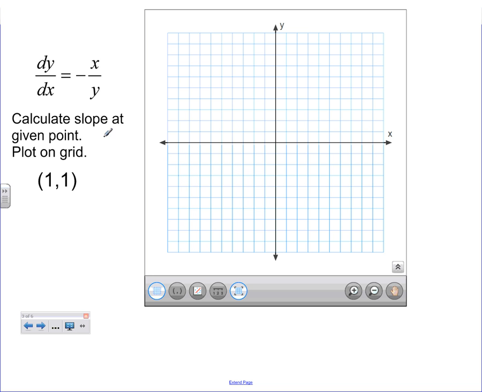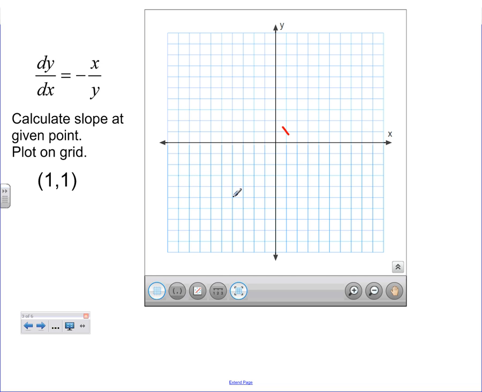So let's try one. dy/dx equals negative x over y. That's my derivative, and I want to find out what the slope field is. If I start with (1, 1), that means x is 1 and y is 1, I get negative 1 over 1. So at the point (1, 1), I'm going to draw a little dash that has a slope of negative 1. And we'll repopulate this with all of the field.